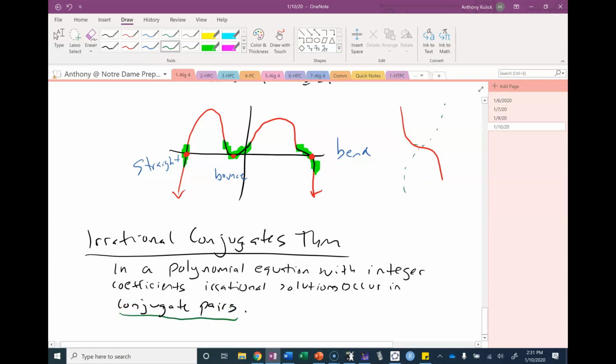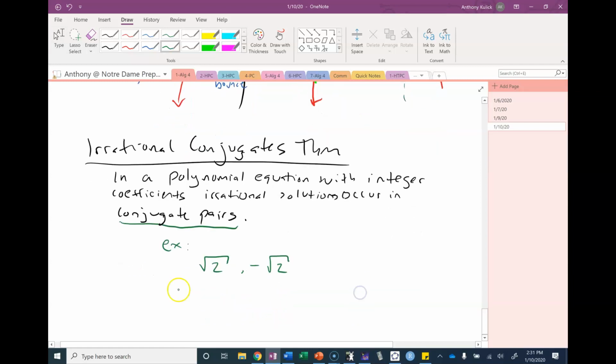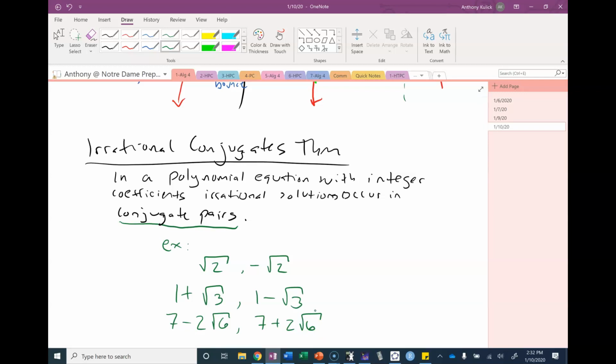What do I mean by a conjugate pair? Well, for example, square root 2 and negative square root 2 are conjugate pairs. Or 1 plus the square root of 3 and 1 minus the square root of 3 are conjugate pairs. Or 7 minus 2 root 6 and 7 plus 2 root 6 are conjugate pairs. Basically, it means that the symbol in front of the radical is the opposite. That's what we mean by conjugate pairs. Is everybody okay with that idea?